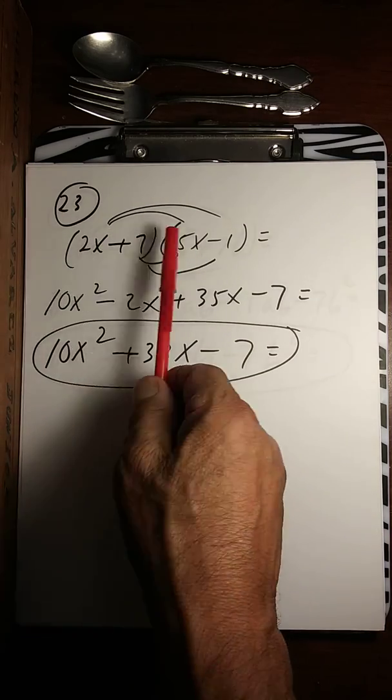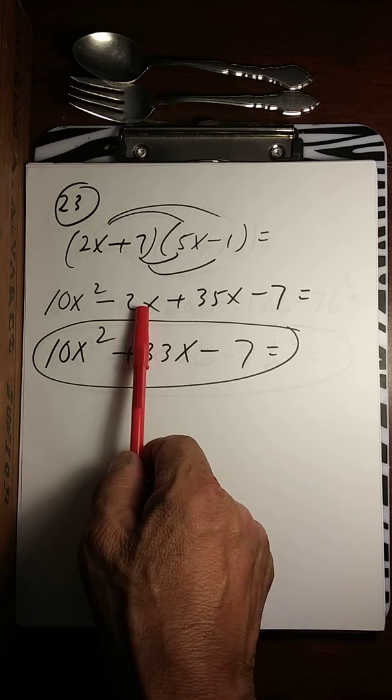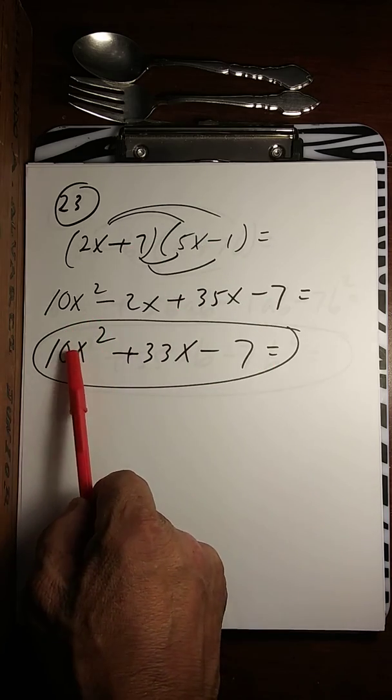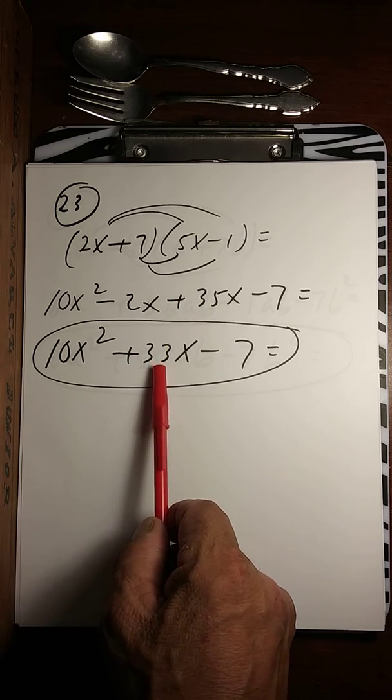So this one, that turns out is 10x squared. That turns out is minus 2x. That turns out is 35x. That turns out is negative 7. 10x squared. This is going to give you 33x minus 7.